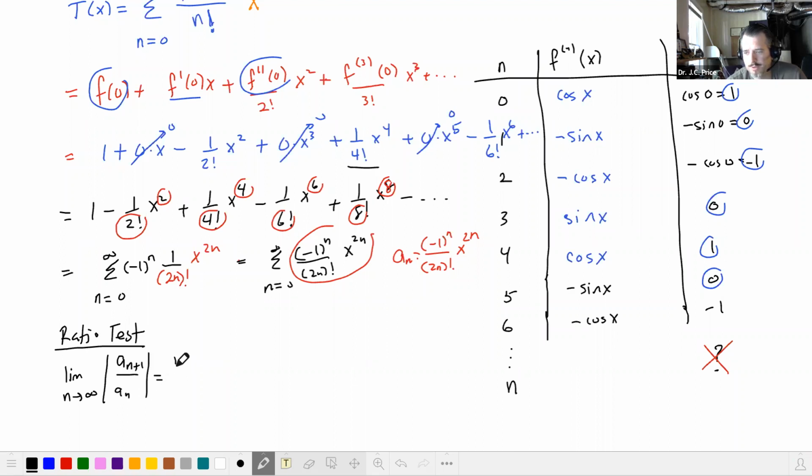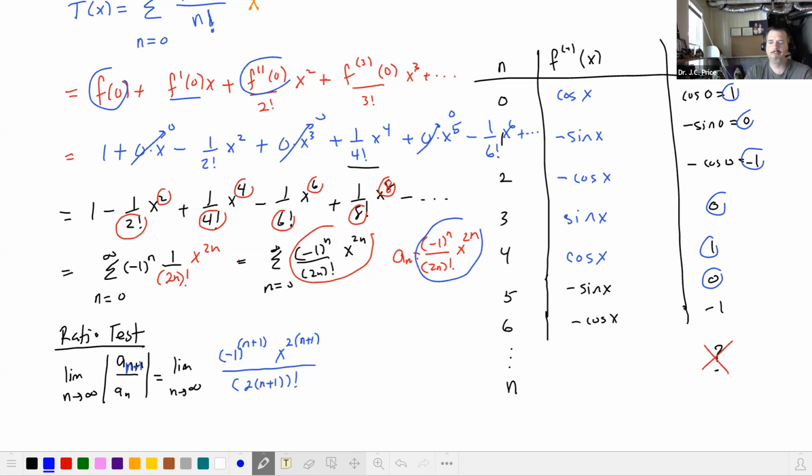And so that's going to be equal to the limit as n goes to infinity. And now we just do what it says. So wherever we see an n, we're going to write n plus 1. And we'll put it in parentheses just to kind of help us. So up here, wherever you see an n, write n plus 1 in parentheses. So -1 to the n plus 1. And again, for fun, we'll put in parentheses. And then x to the 2, and in parentheses, we'll write n plus 1. And then on bottom, we have 2n factorial. So we write 2 in parentheses and n plus 1 in parentheses factorial.